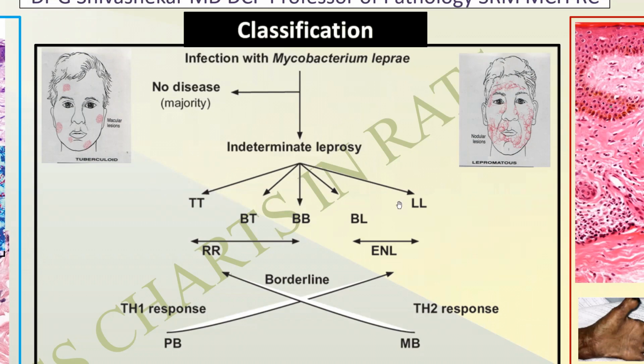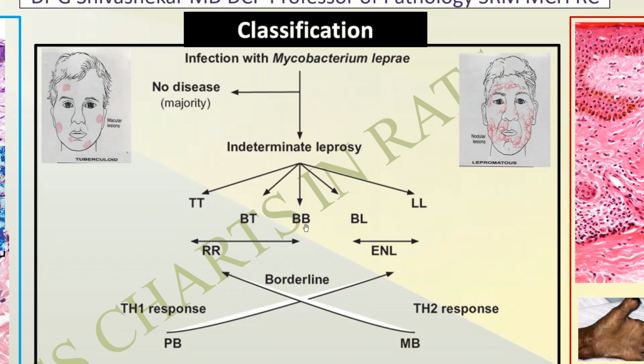Based on the exposure and the immune status of the host, you find that there is a spectrum of manifestation, starting from one pole called the tuberculoid and the other pole called lepromatous. These are the polar forms of leprosy. In the middle, you have what is called borderline.